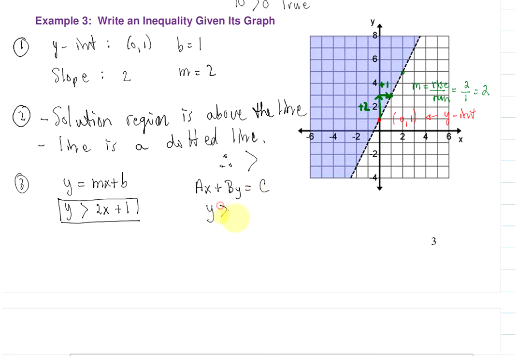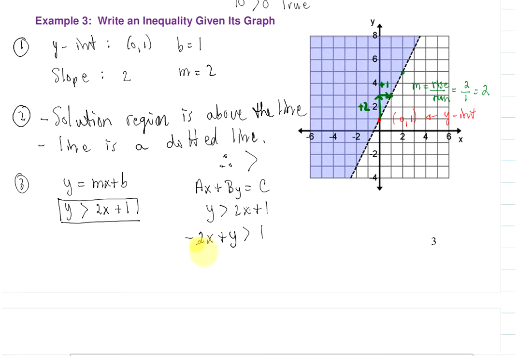Now, I can also put that in the form of ax plus by equals c. Okay, so I'm going to start with my y equals mx plus b form. And I want to move my 2x over to the left, right? Because I can leave c on this side, which will be 1. So that's going to give me negative 2x plus y is greater than 1. But in standard form, a is always positive, and it's always a whole number, well, actually a whole natural number.